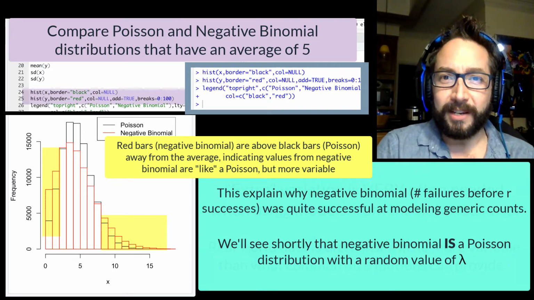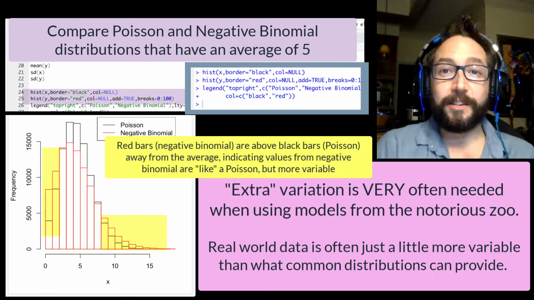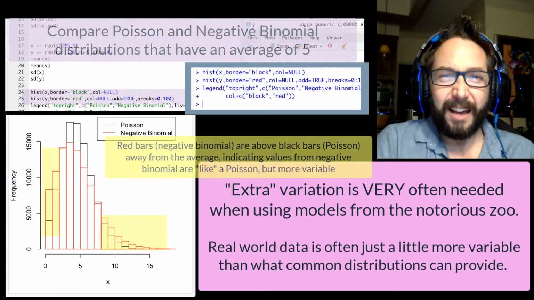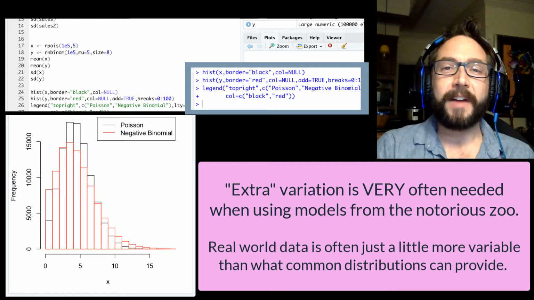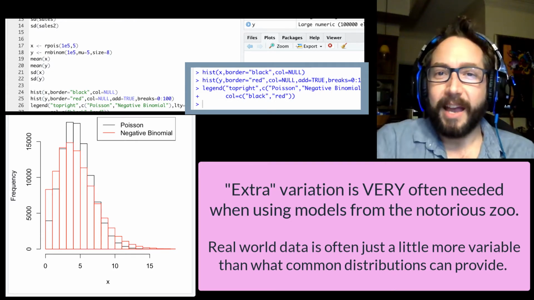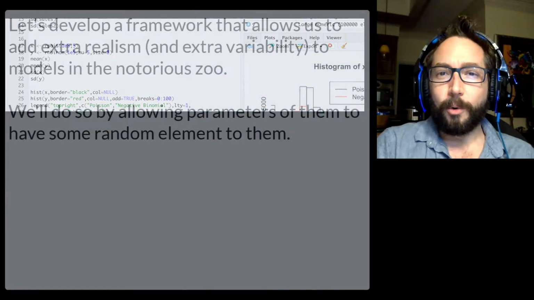and very often that's just the right recipe for what we need to do modeling in the real world. A lot of these notorious distributions don't offer us quite enough variation in values to be reflective of what we end up capturing in real-world data. So let's work on this.